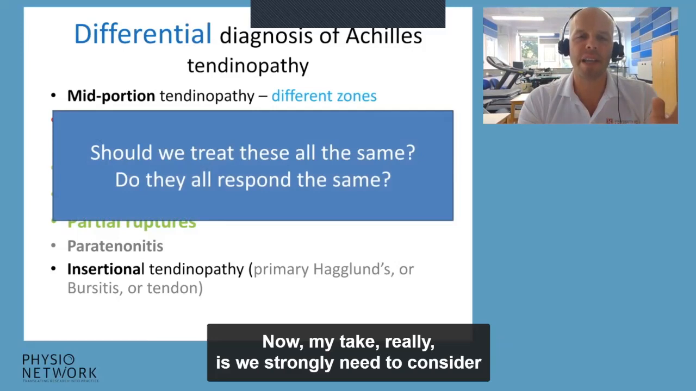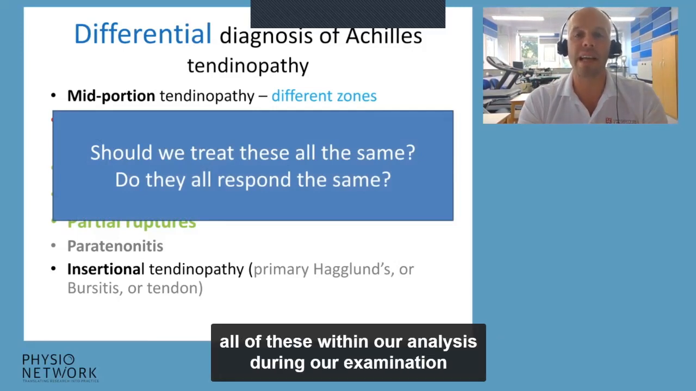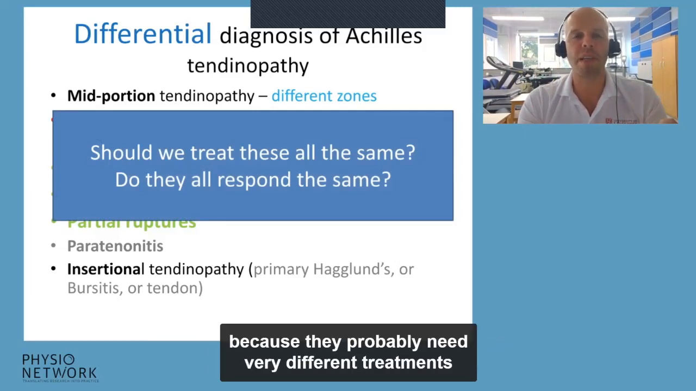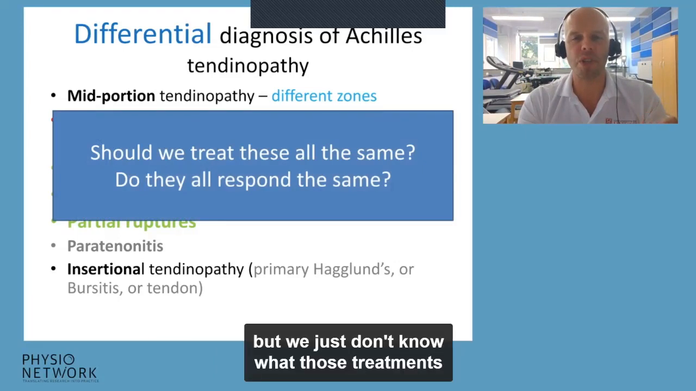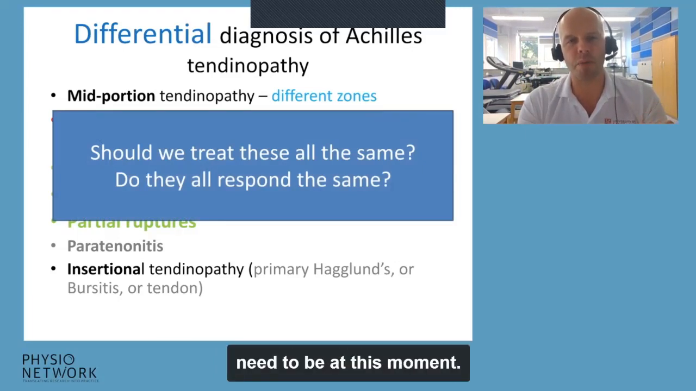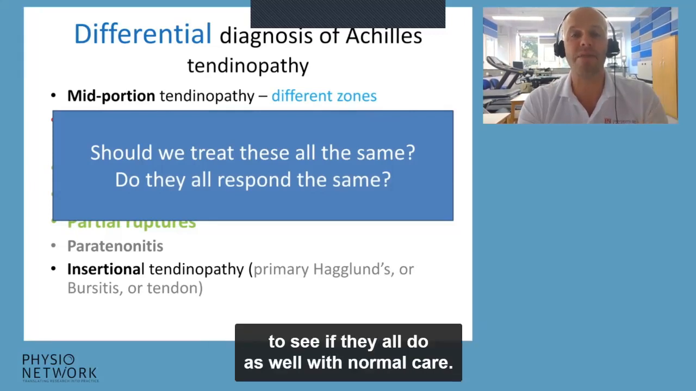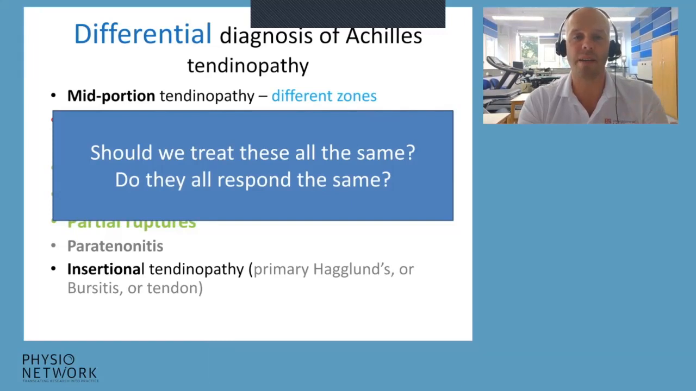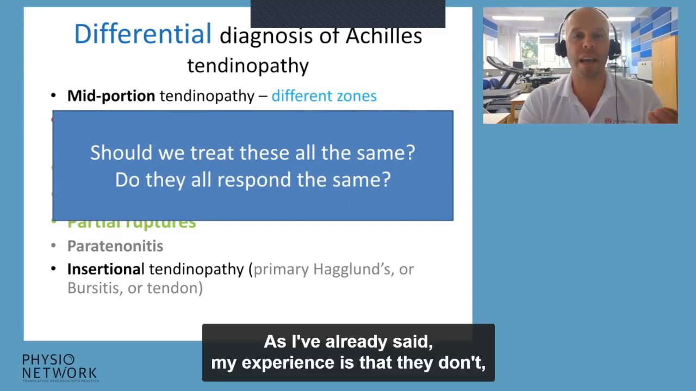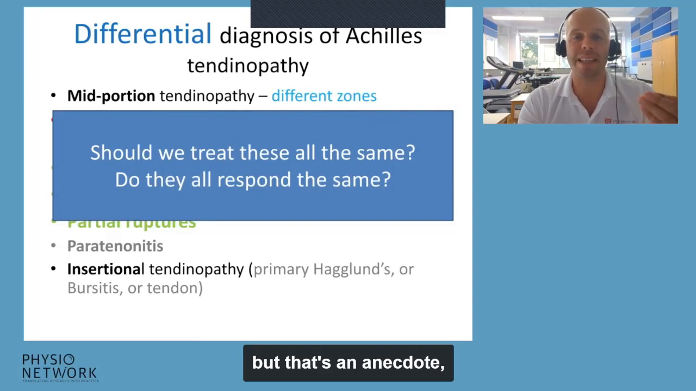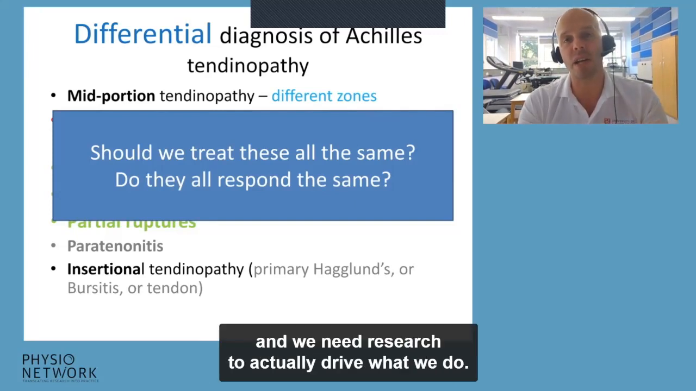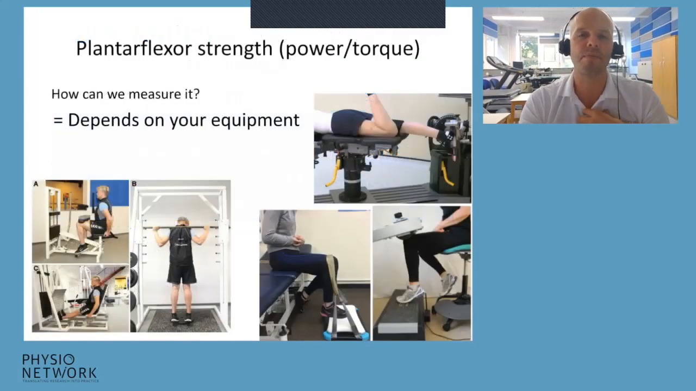Now, my take really is we strongly need to consider all of these within our analysis during our examination, because they probably need very different treatments, but we just don't know what those treatments need to be at this moment. And in the first instance, we need to come up with ways of identifying these groups to see if they all do as well with normal care. As I've already said, my experience is that they don't, but that's an anecdote, and we need research to actually drive what we do.